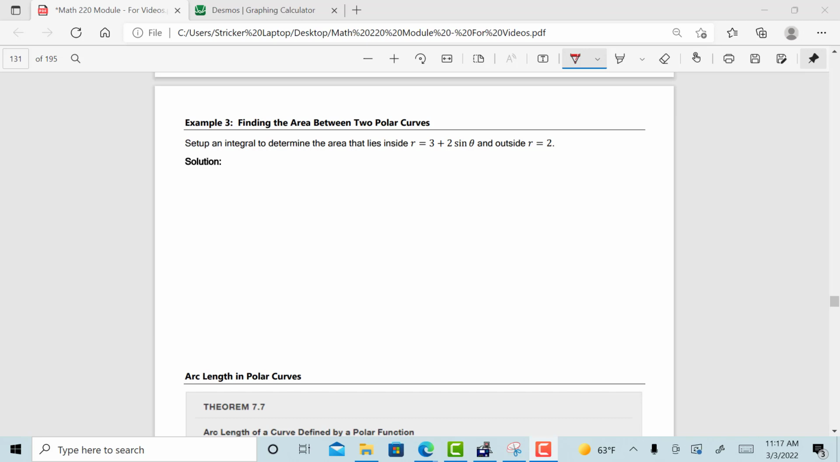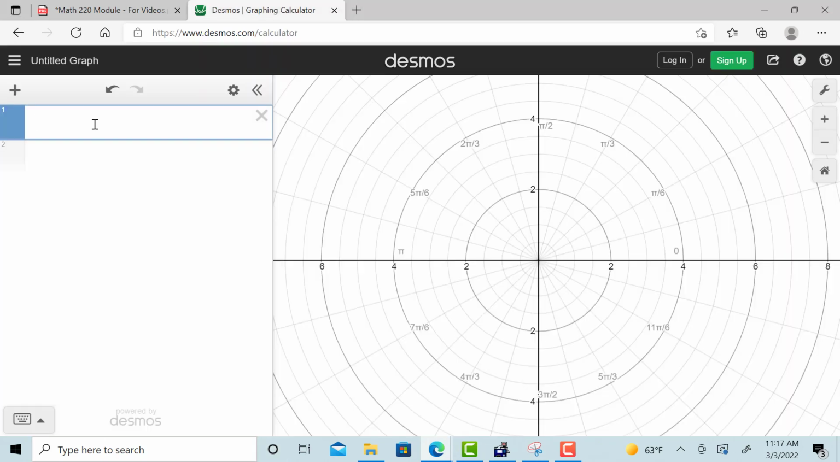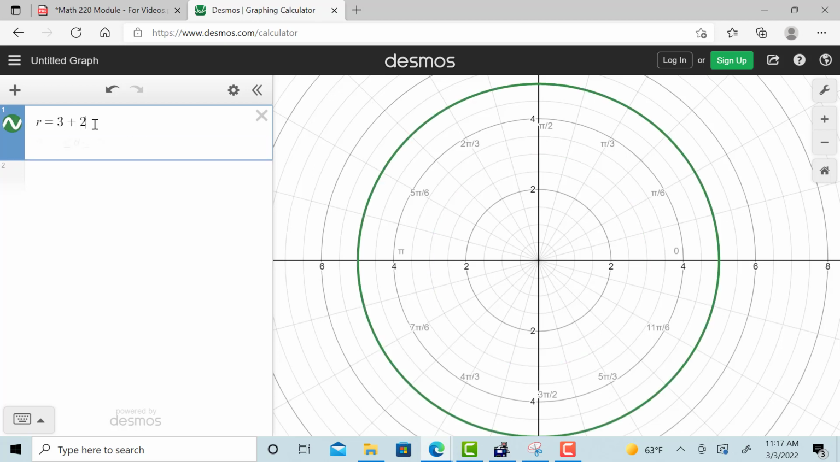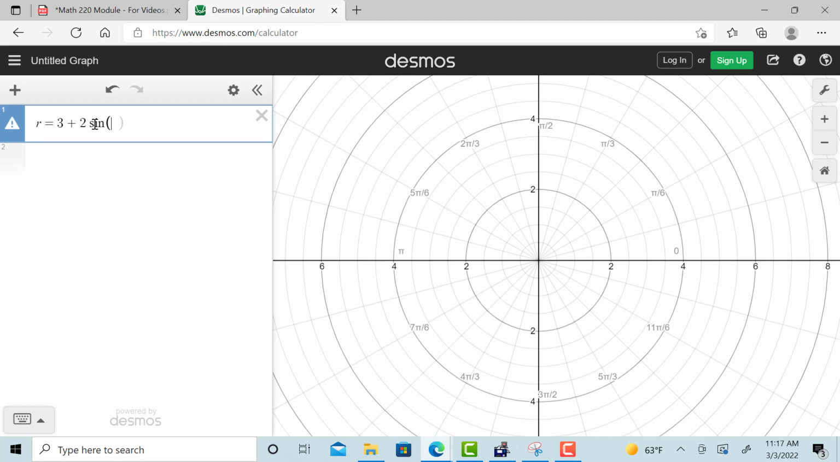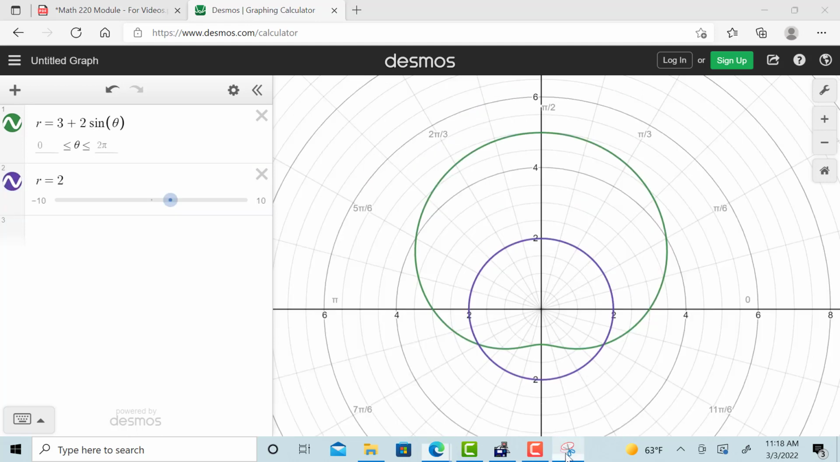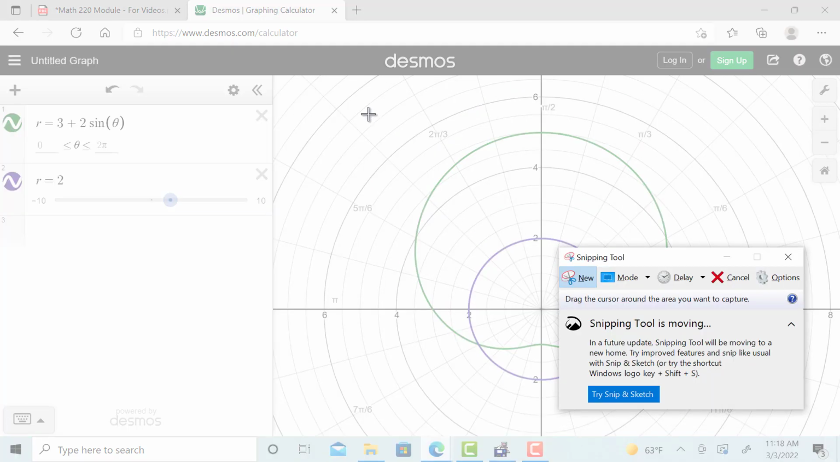So let's start again by graphing those. That's always a good place to start. My curves were, the first one was r equals 3 plus 2 sine theta. And then my last one was a circle, r equals 2. All right, so let's take this graph. I'm gonna snip a little copy of it here.